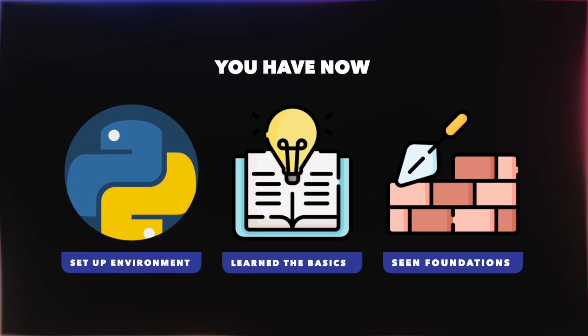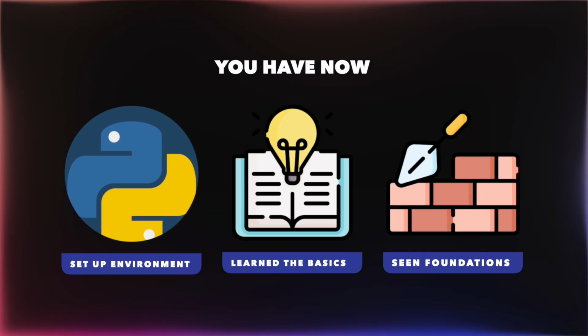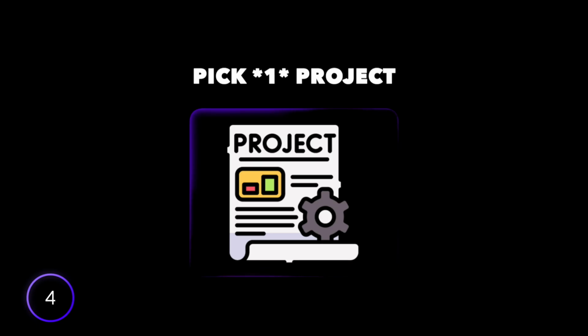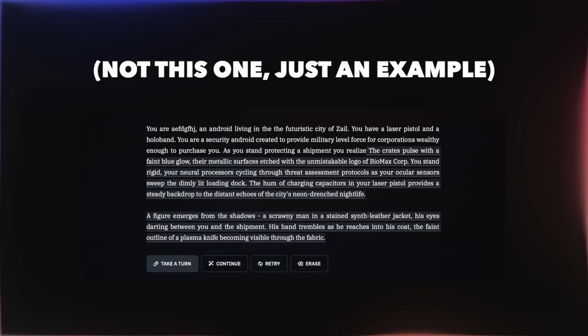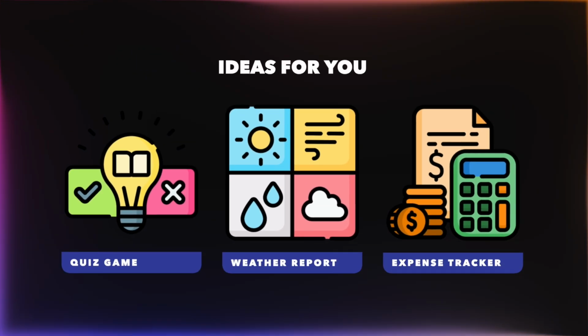Now that you have set up an environment, learned the basics, and seen some of the foundations of modern programming, it's time to head out into the real world. You are about to enter the most exciting stage of learning to code, because the fourth and final step is to pick exactly one project and start working on it until completion. Back when I was learning Python, my project was a text-based adventure game I made for a university assignment. You could make one of those yourself or consider one of the on-screen ideas I have provided for you.